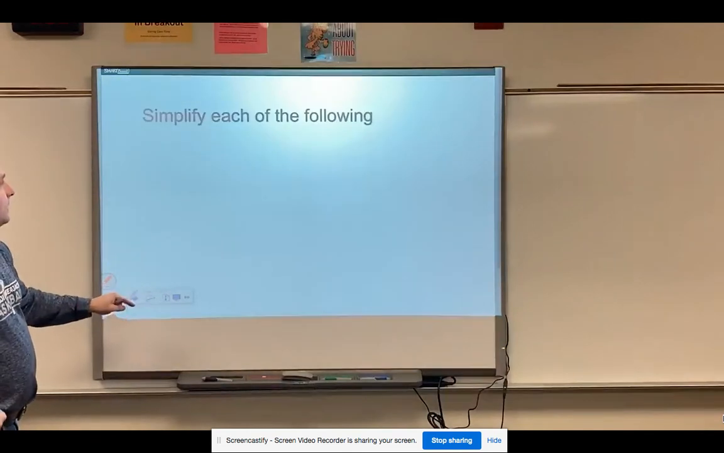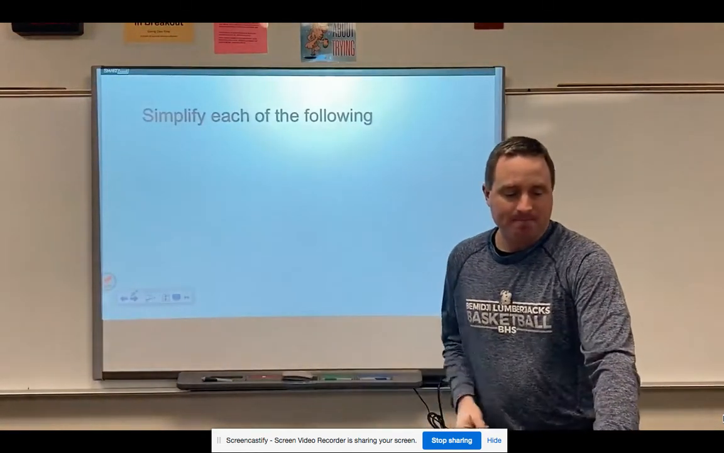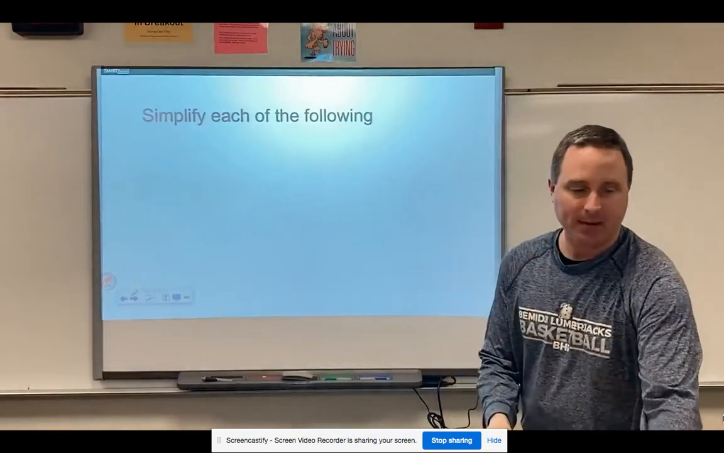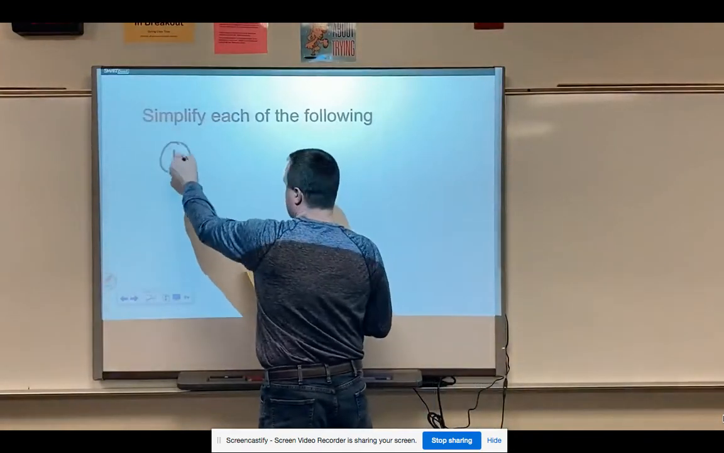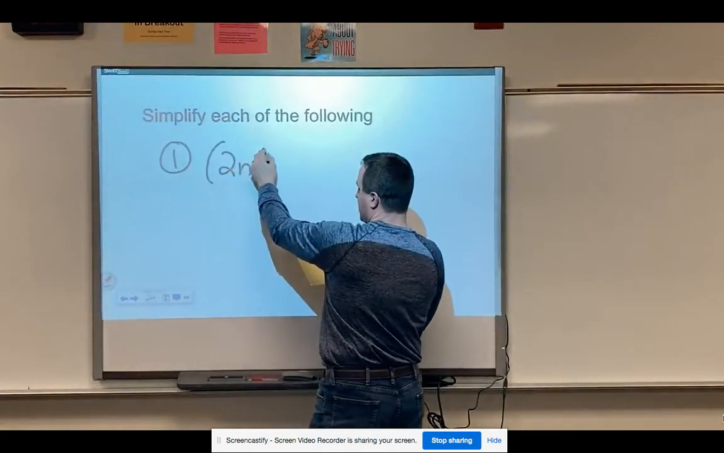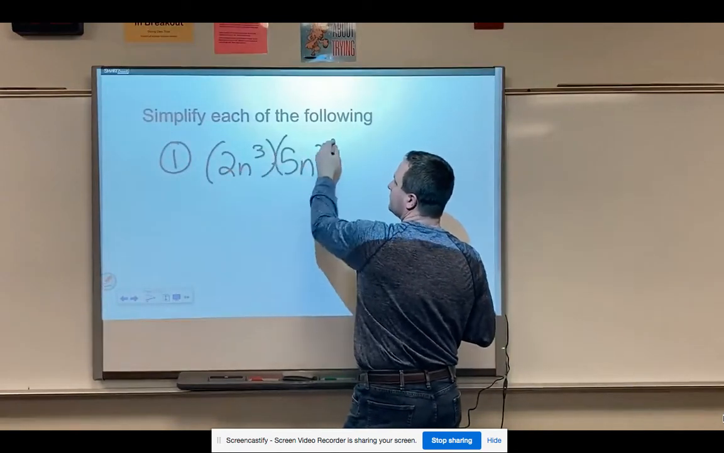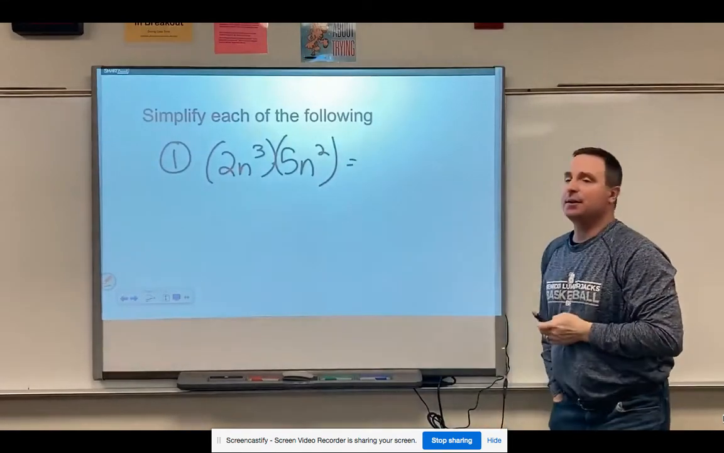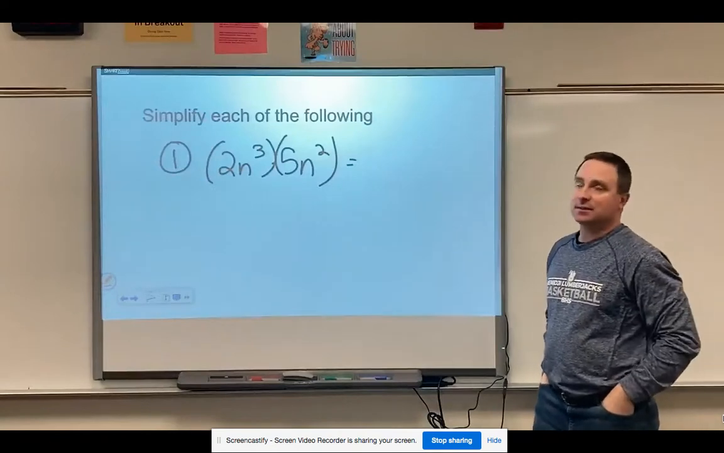All right. Lastly, here we're just going to practice a couple of these examples with some of the different properties. And here's the first one that I'm going to take a look at. What if I had 2n cubed times 5n squared? And notice those exponents. Are they inside the parentheses or outside the parentheses? They are inside the parentheses.